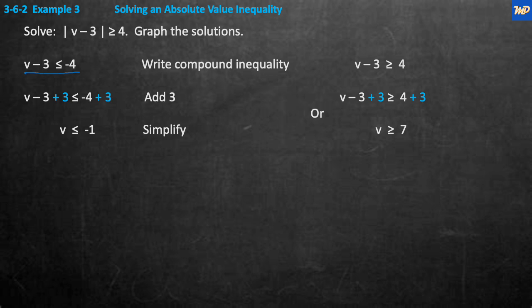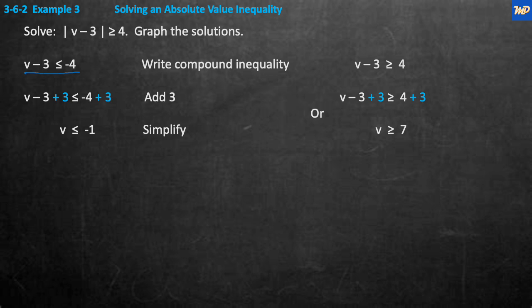So when we do this, we're going to add 3 to both sides to get rid of the negative 3 with the v. It's going to cancel out the 3's, and negative 4 plus 3 is going to be negative 1. So v is less than or equal to negative 1. And on the other side, we add the 3 to both sides, and you get v is greater than or equal to 7. So what do we get? We get v is less than or equal to negative 1, or v is greater than or equal to 7. Okay? So that's how those solved out.